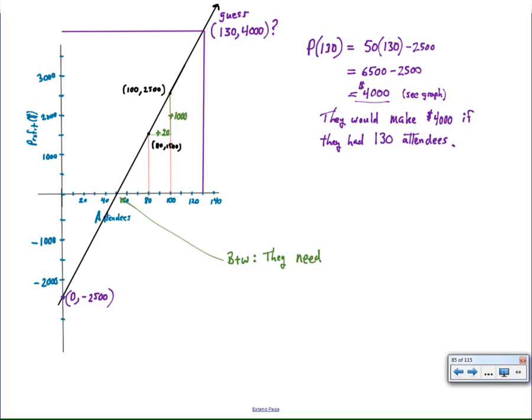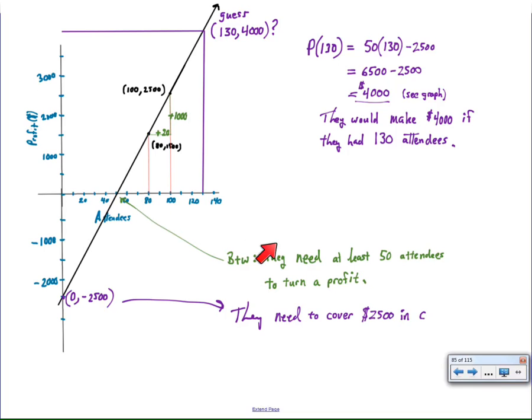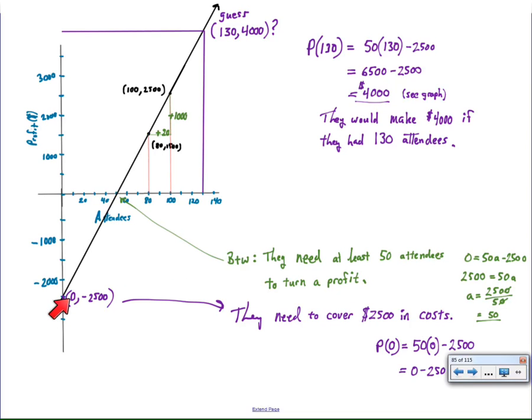Now the other two things we're doing here, we're not explicitly asked questions, but they are the kinds of questions that could be asked. They refer to the interesting points, the intercepts in this case. First intercept, 50, 0, tells me that they need at least 50 attendees in order to turn a profit. If they get less than 50 people, they're going to lose money on their fundraiser, which means they'll probably get fired from their nonprofit. The other thing is they need to cover $2,500 in costs.